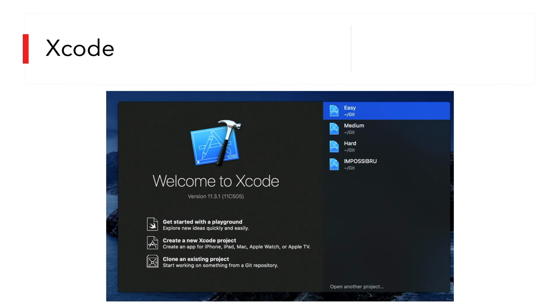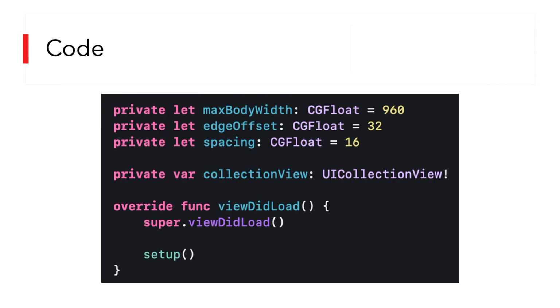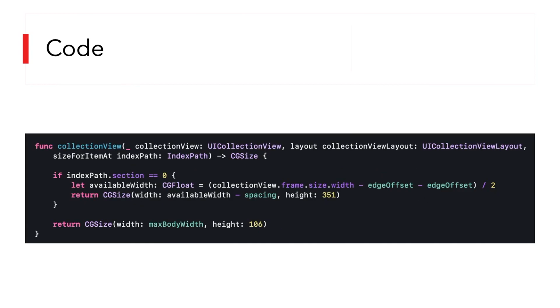Let's do this. So we open up Xcode, and we're going to do some basic configurations. So we saw there's a specific maximum size of the width. We're going to do some left and right edge spacing, and some spacing in between. We have collection view, and in our setup, we're going to make our collection view, do the configurations, make our data source and delegate. And then we're going to make our layout, cell size for index path.